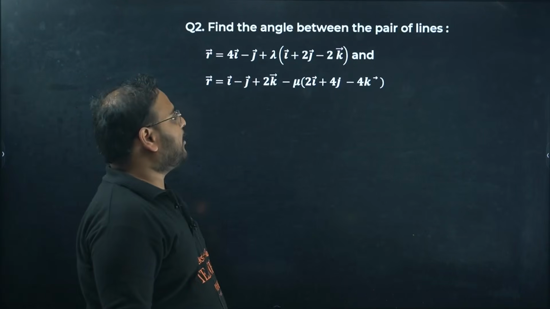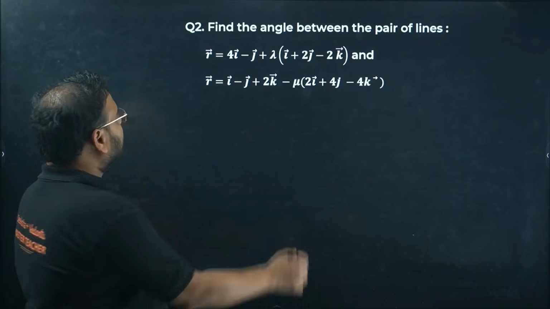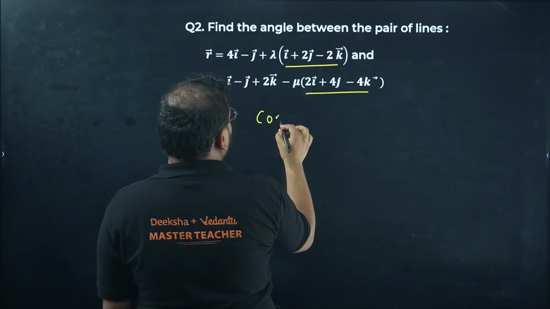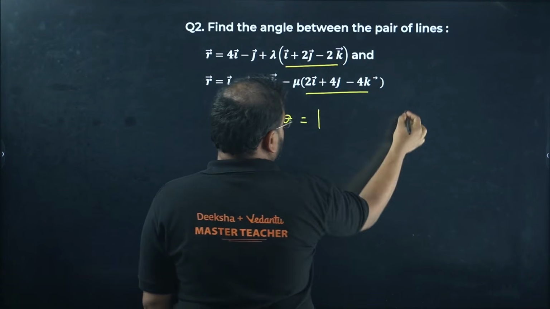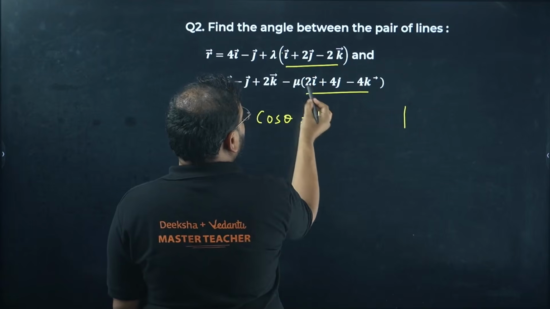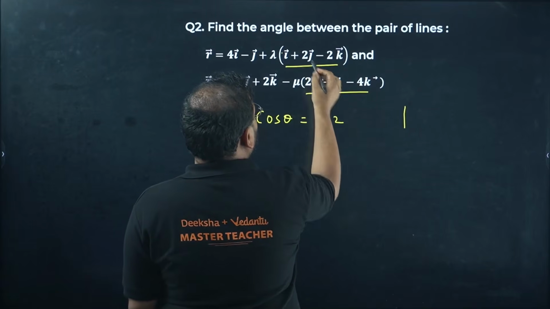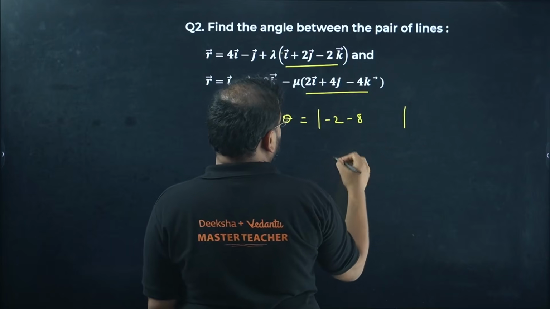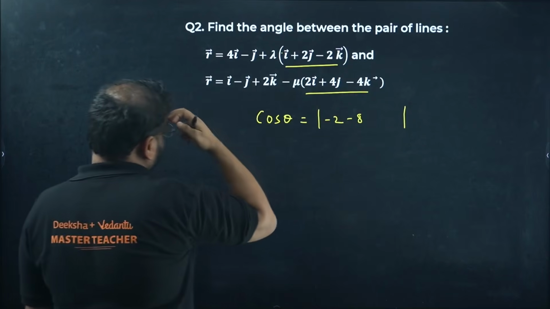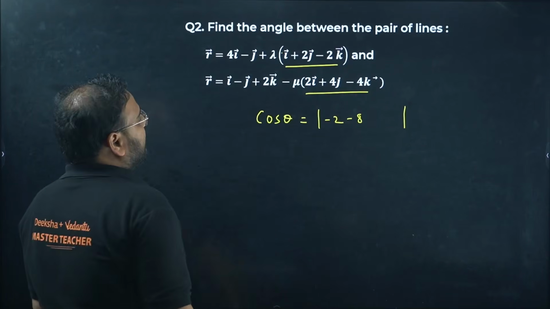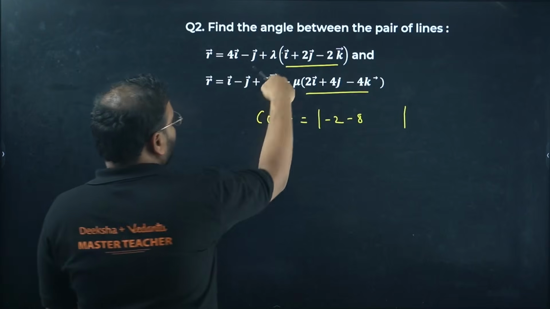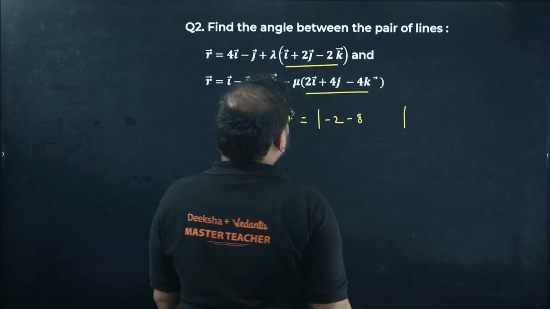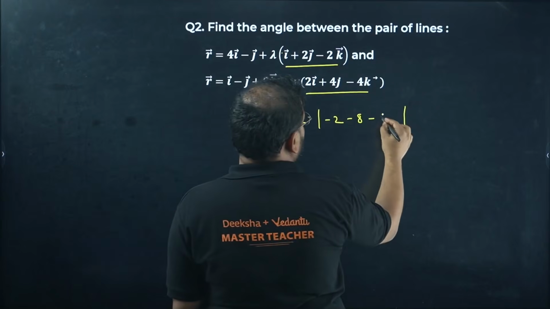Find the angle between the pair of lines. The angle between them is given by using these lines. So I can use cos of theta here. Take the dot product. 1 with minus 2, so minus 2. 2 with minus 4, so minus 8. And minus 2 with plus 4, because you have a minus sign over here. So minus 2 into 1 is minus 2. 2 into minus 4 is minus 8. And minus 2 into plus 4 is again minus 8. Am I right?